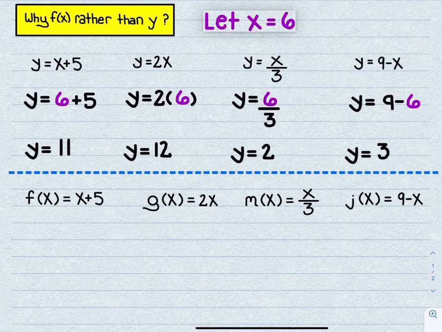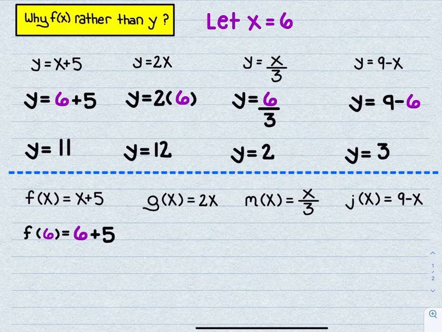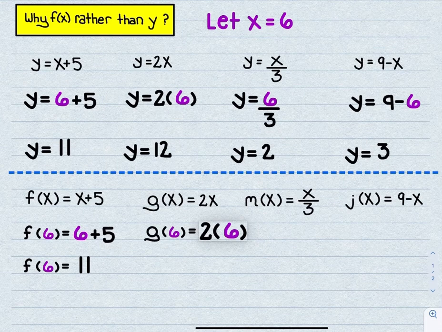Now that each equation has its own name, I can ask you to substitute 6 into just that first equation by writing f of 6. That means the f function evaluated at 6. Replacing the x with 6 and simplifying, I end up with the answer 11. To substitute 6 into that second equation, you would ask, find g of 6. It means go to the g function and substitute 6. When we do that, 2 times 6 is 12. So the answer to g of 6 is 12.